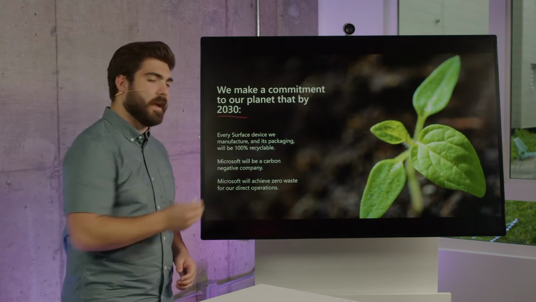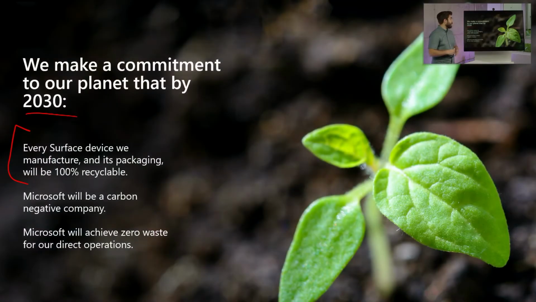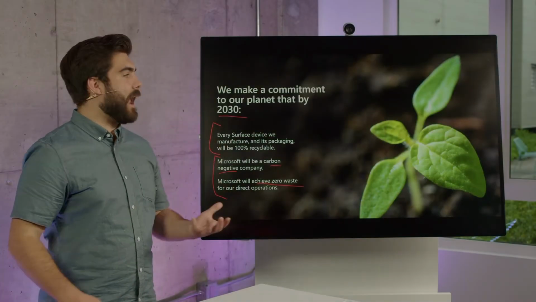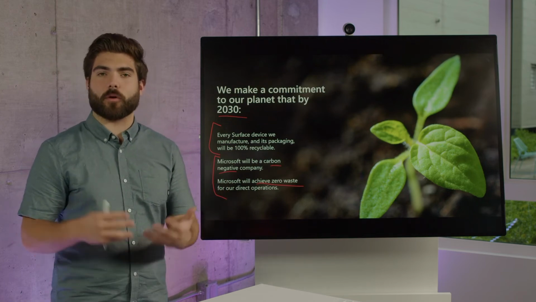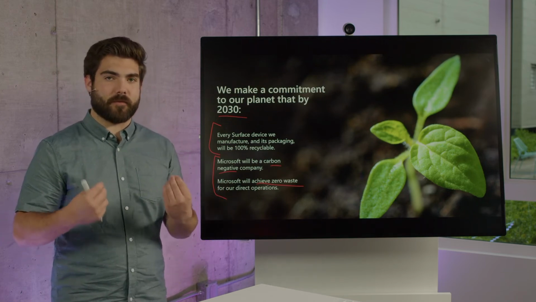By the year 2030, Surface commits that every one of their devices that we manufacture and its packaging is going to be 100% recyclable. Not only the packaging that the device comes in, but the actual device itself and all of its components by the year 2030 will be 100% recyclable. Additionally, Microsoft by that same year commits to be a carbon negative company as well as achieve zero waste status. Achieve zero waste status by the year 2030. So again, a company that has these kinds of goals, we understand how important it is for a lot of other people and a lot of other organizations to remain environmentally conscious.